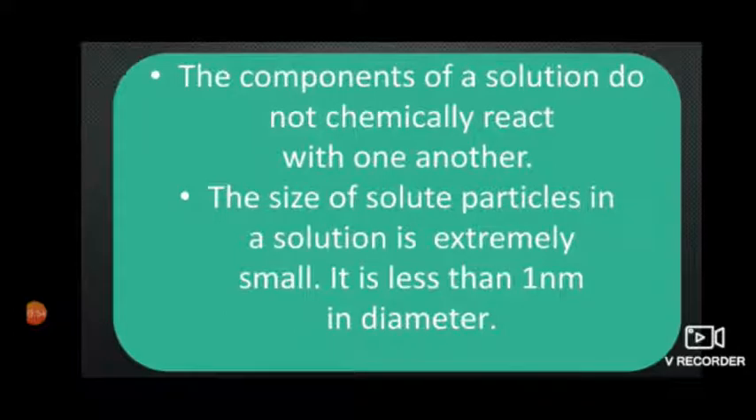Next property. The components of a solution do not chemically react with one another. For example, in a salt solution, salt can be separated by a physical process, evaporation. The size of solute particles in a solution is extremely small. It is less than 1 nanometer in diameter.